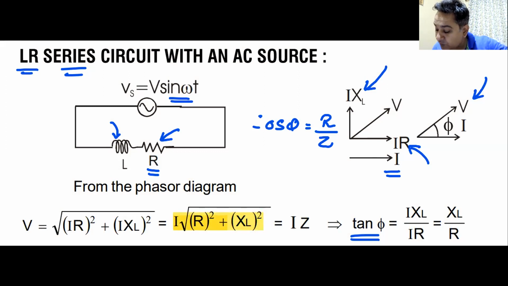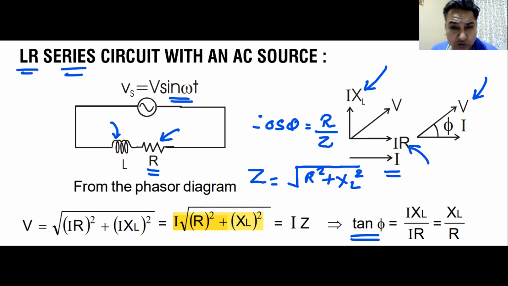I hope all of you can see this. The value of Z is under root of R square plus XL square. There is no XC, so there is no point of XC. R square plus XL square becomes your Z. Tan of phi becomes XL by R. Cos of phi becomes R by Z.